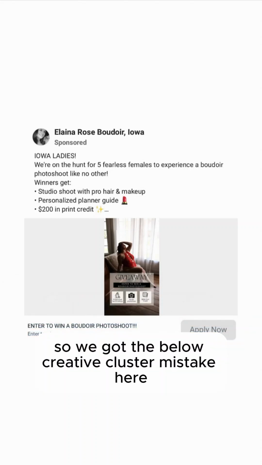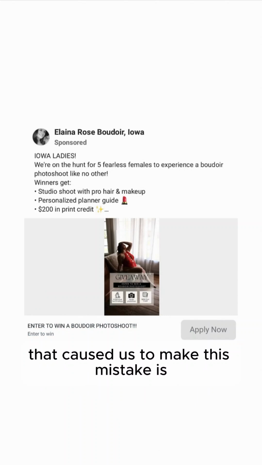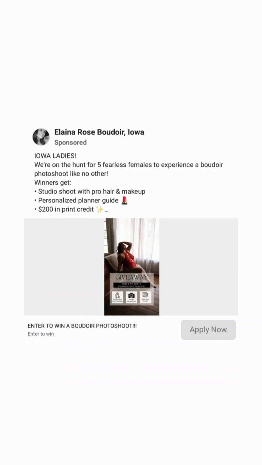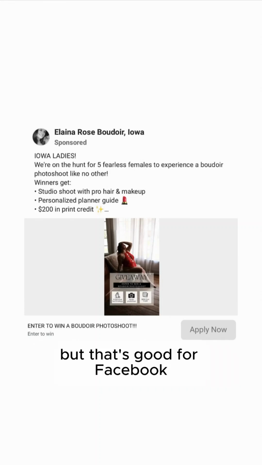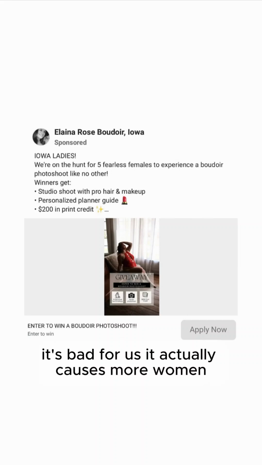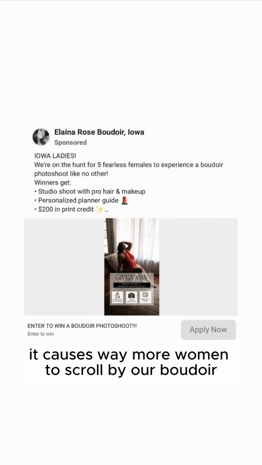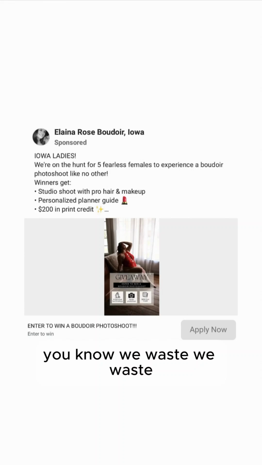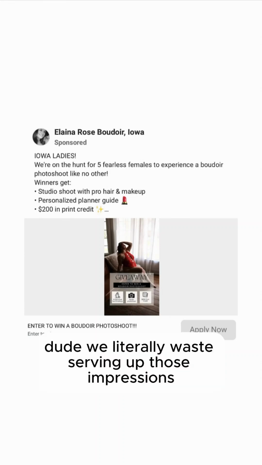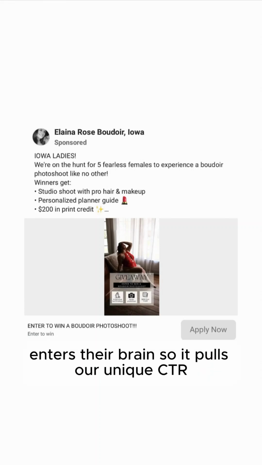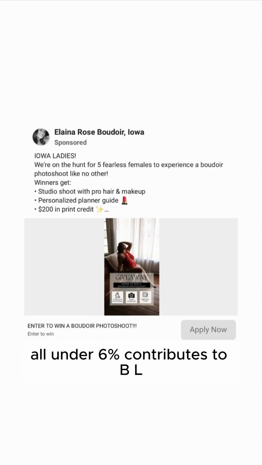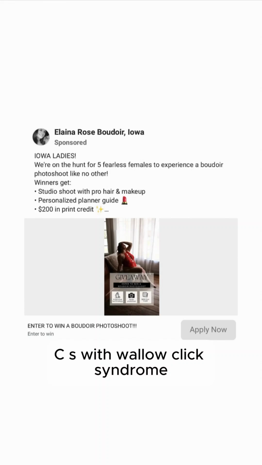So we got the below creative cluster mistake here. The false belief that caused us to make this mistake is, we're filling out everything in the Boudoir Facebook Ads Manager that Zuck is telling us to fill out. But that's good for Facebook. It's bad for us. The consequence is it causes way more women to scroll by our Boudoir Facebook ad than necessary. We literally waste serving up those impressions because the women are just scrolling by, our ad never enters their brain. So it pulls our unique CTR under 6%, contributes to BLCS, Boudoir low click syndrome.